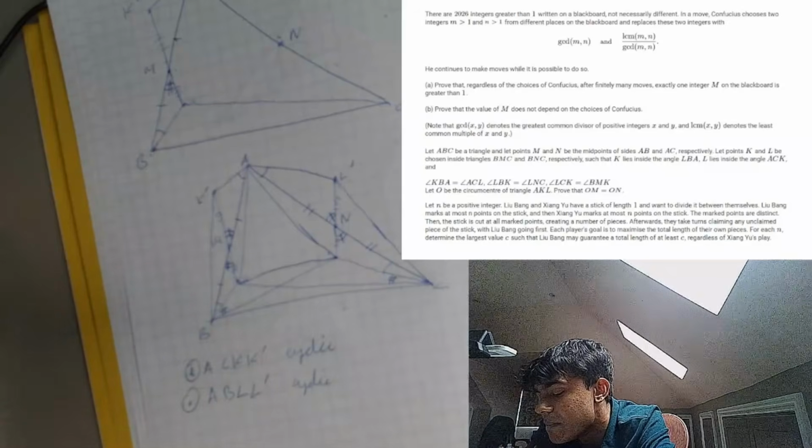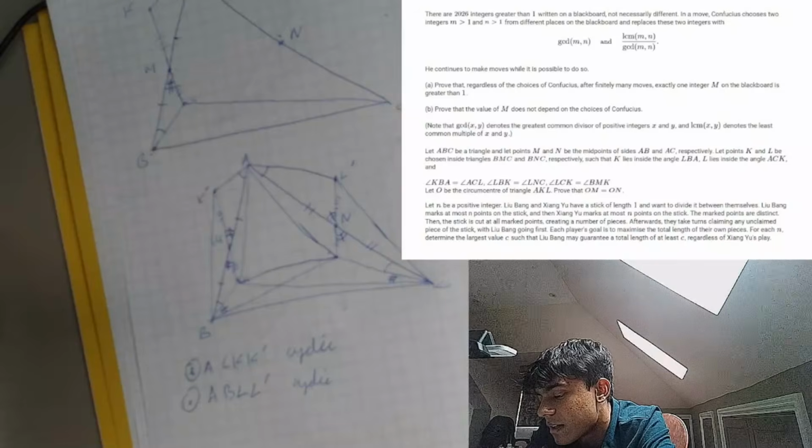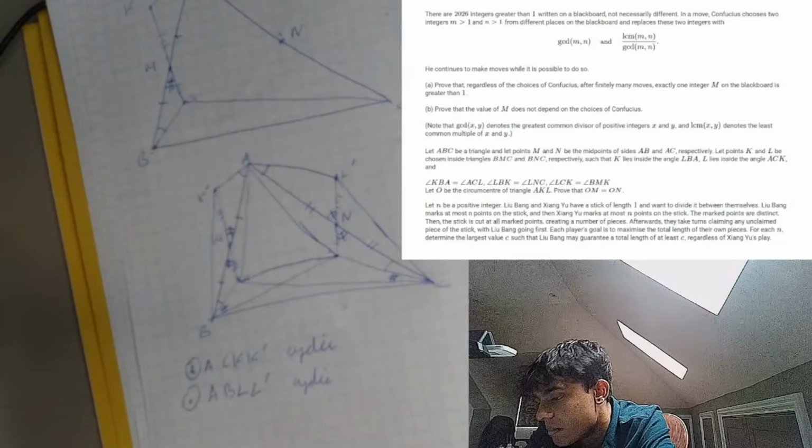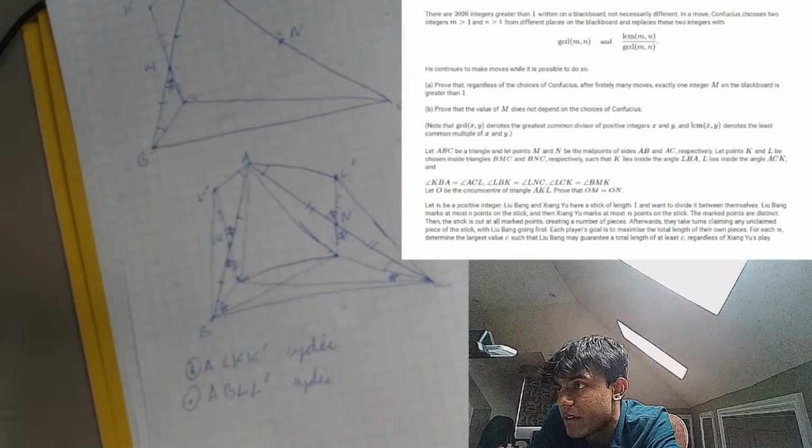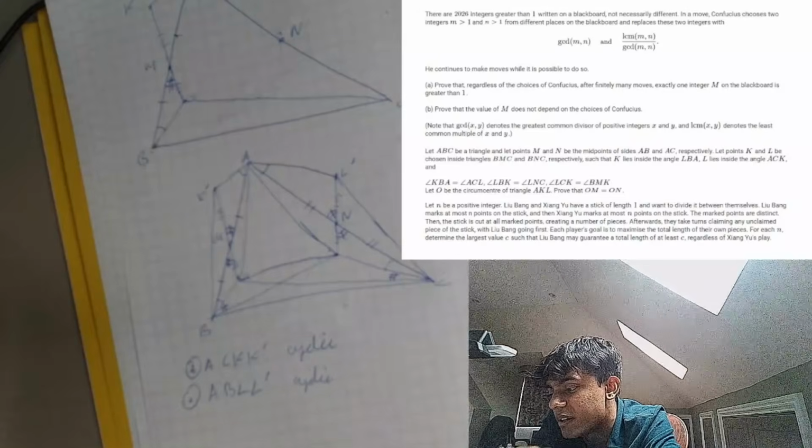Again, wishful thinking. Maybe A K prime K L L prime is cyclic. But if that were true, and M and N have equal powers, then we'd have that NL equals MK.